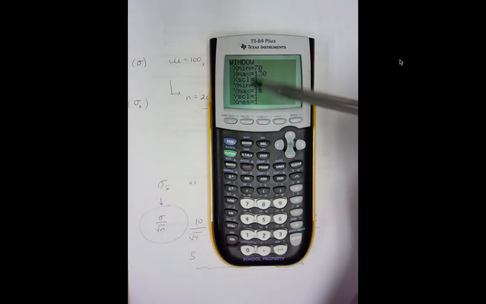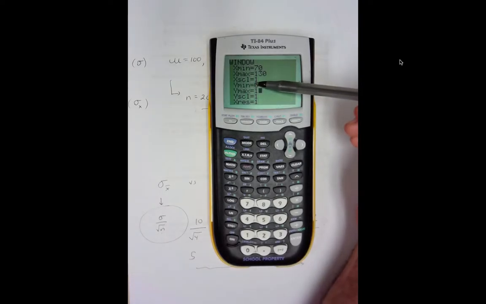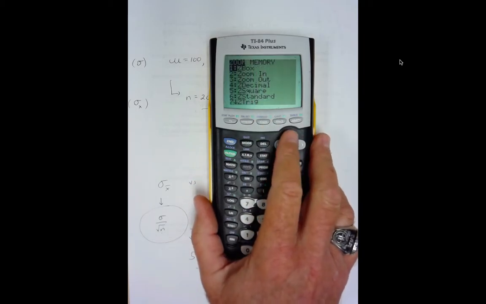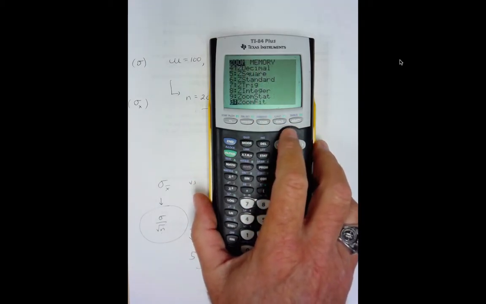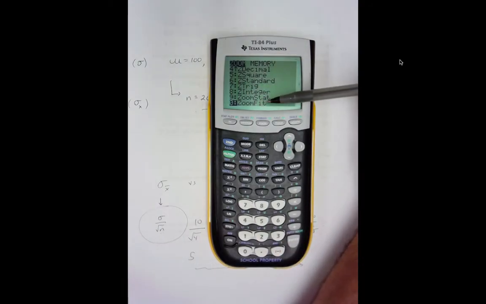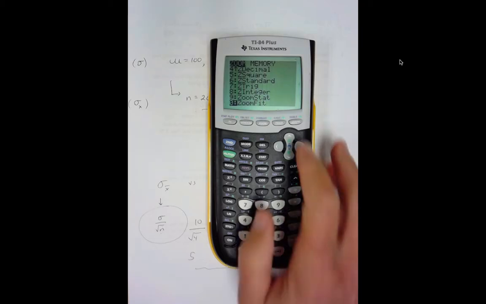Now, if you do something wacky and put in a 5 there and a 2 there, then you're going to get an error. This number, the min, has to be smaller than this number, the max. The y min has to be smaller than the y max. Now, if I go to zoom fit, this is the key in the calculator that will adjust the y window based on the x values that we give it.